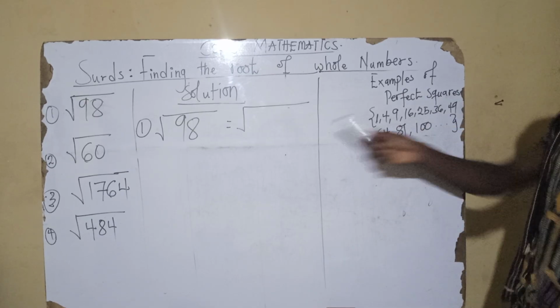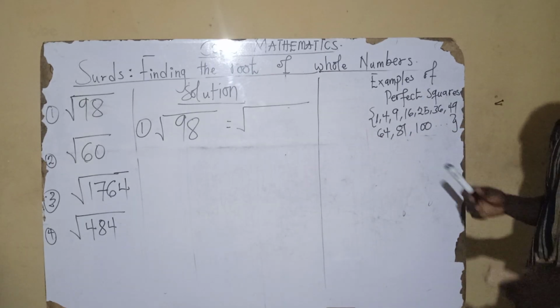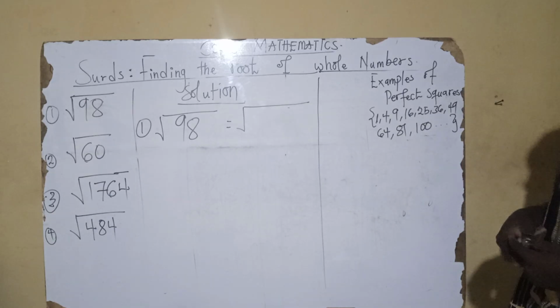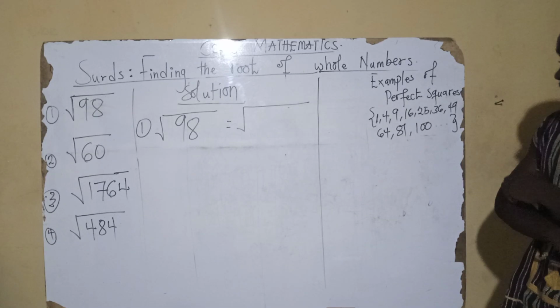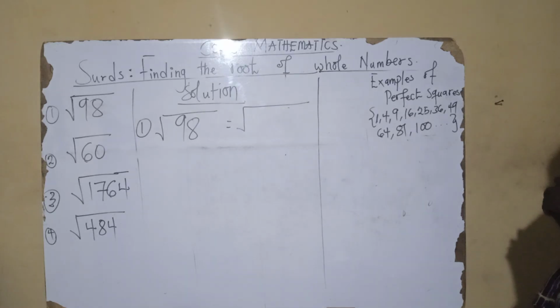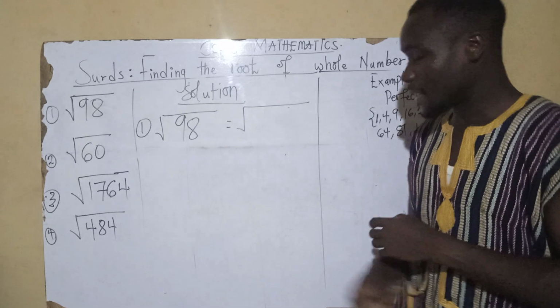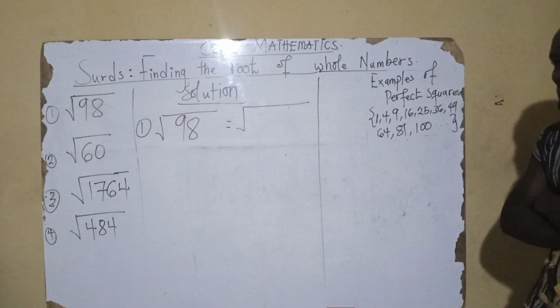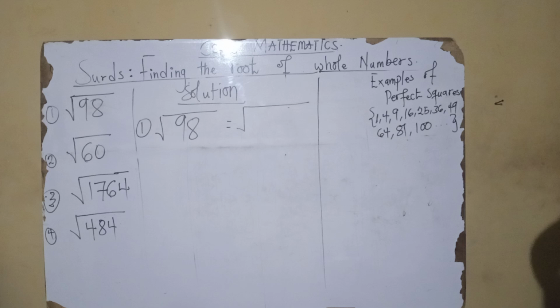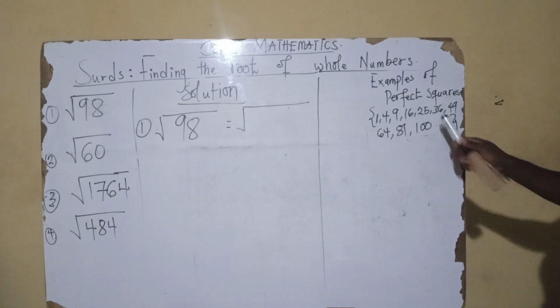25 cannot do that. What about 36? Can 36 do that? Do we have any number times 36 that will give us 98? 36 cannot do that. Can we decompose the number 98 using one of these perfect squares? Yes, but 36 will not work.